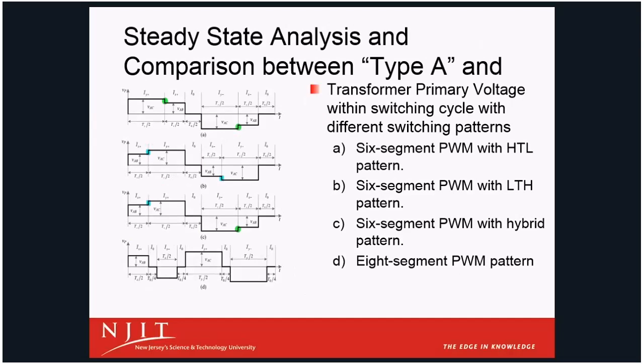As mentioned, there are four different switching techniques that you can analyze, which are high to low, low to high, and a hybrid. Those are all for six segments, and then you have your eight segment switching pattern, which isn't low to high or high to low. It's just switching from your active vector to your zero vector.